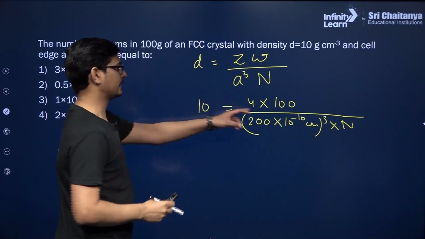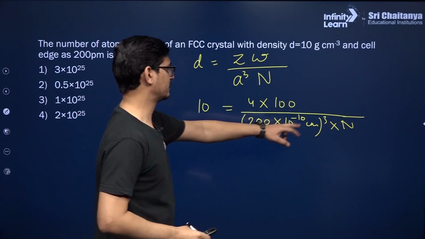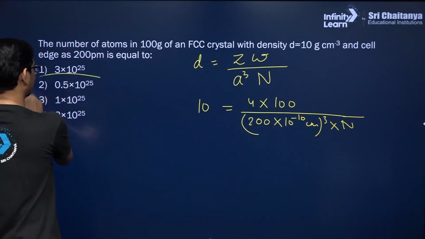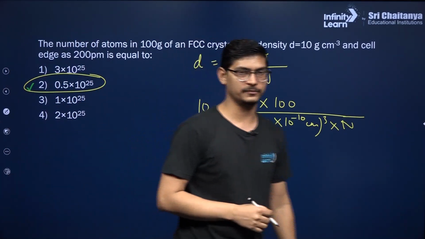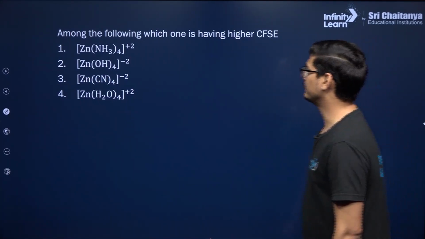So density is Z, W, that is mass, and A cube is 210 minus 10 cube, and N is the number of particles. Solve it for N, you will get this as the correct answer, 5 into 10 to the power 24, right? Okay.